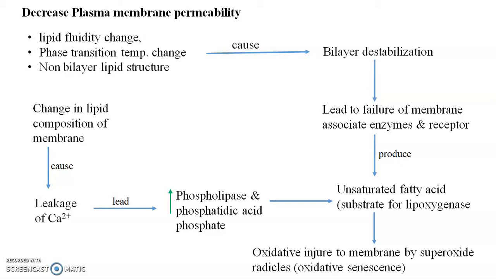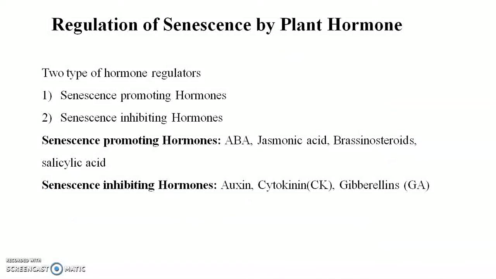Second is change in lipid composition of membrane. It also causes leakage of calcium 2 positive, which leads to increased phospholipase and phosphatidic acid phosphatase, which increase the unsaturated fatty acids and ultimately oxidative injury to the membrane by the superoxide radicals and cause the oxidative senescence.